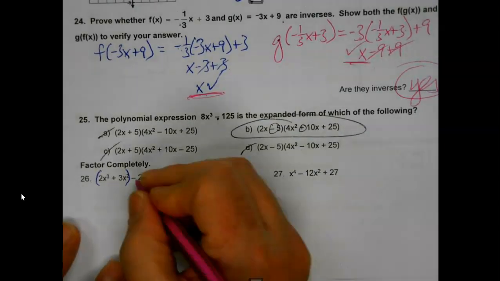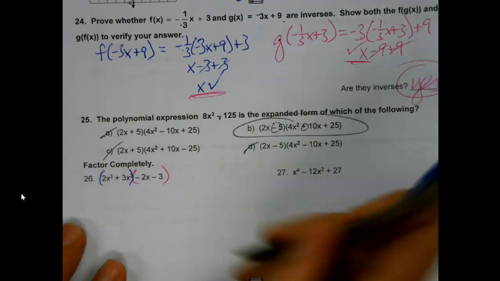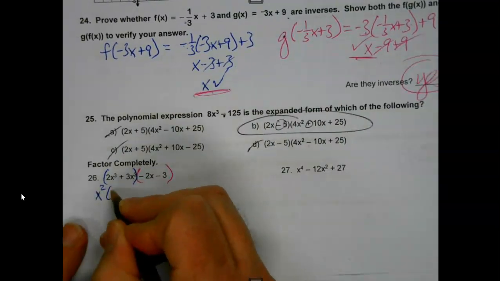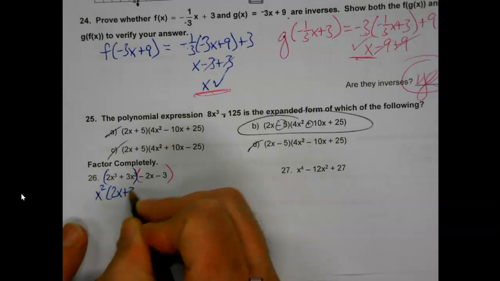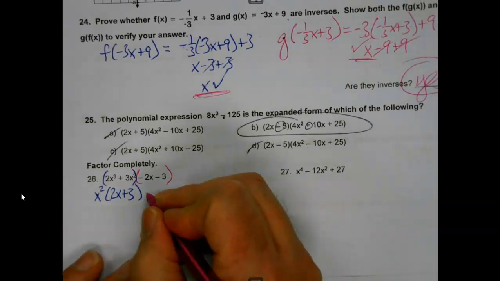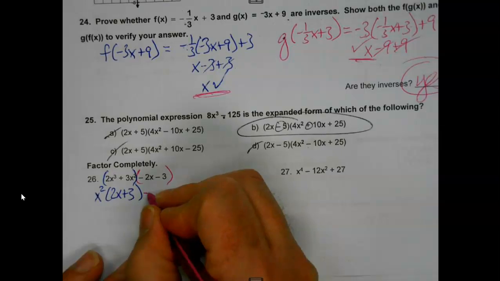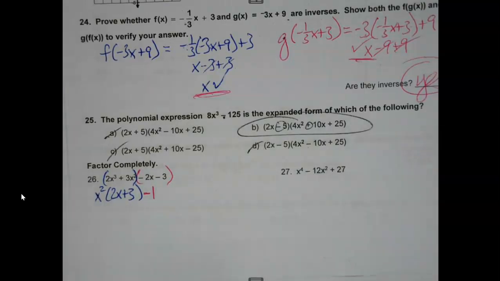Factor completely. What do we got in common? We got x squared. What do we got in common over here? Hardy, we don't have anything in common. Well, we got to get something. Well, fine, I'll take a 1. Negative 1.